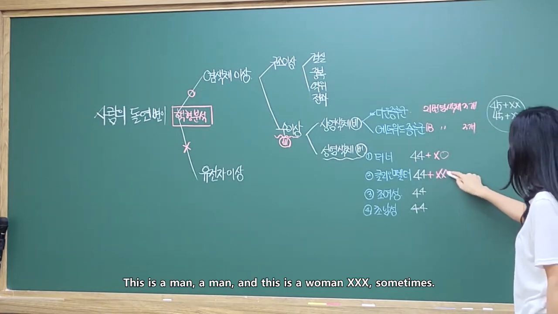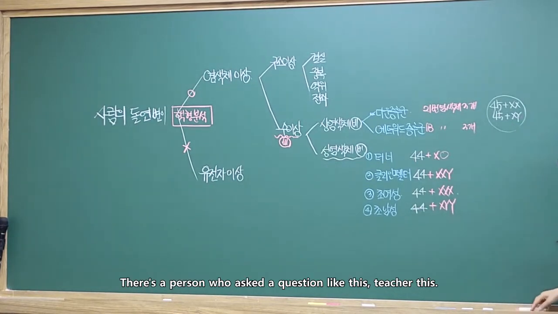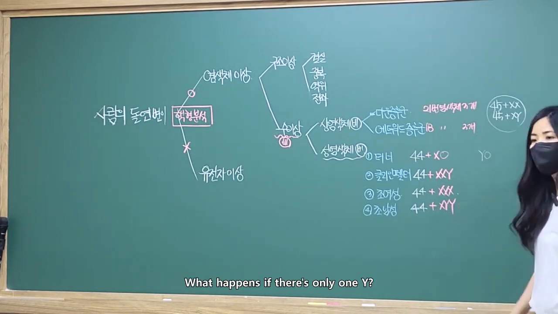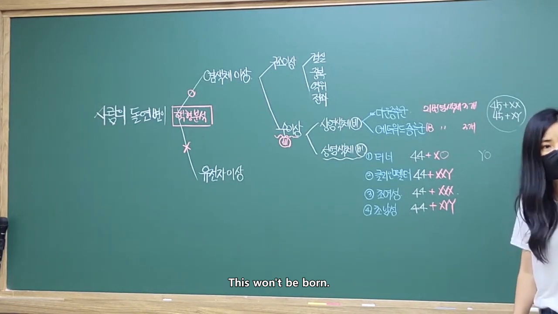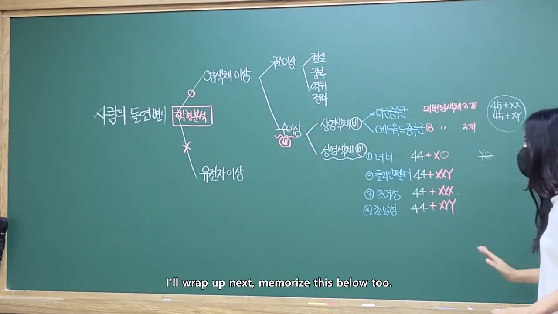This is a man, and this is a woman, XXX sometimes. A person asked a question like this: teacher, what happens if there's only one Y? This won't be born, so it's not treated as a disease. Don't check this, okay? I'll wrap up next.